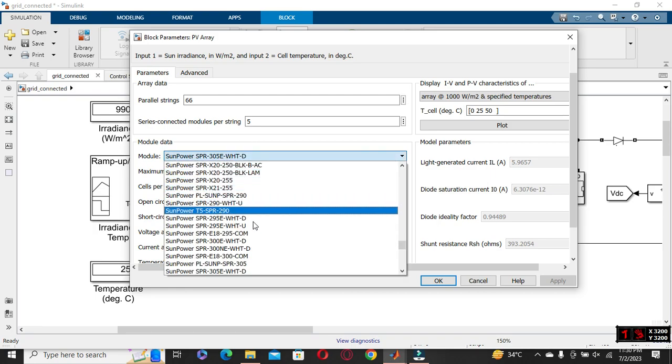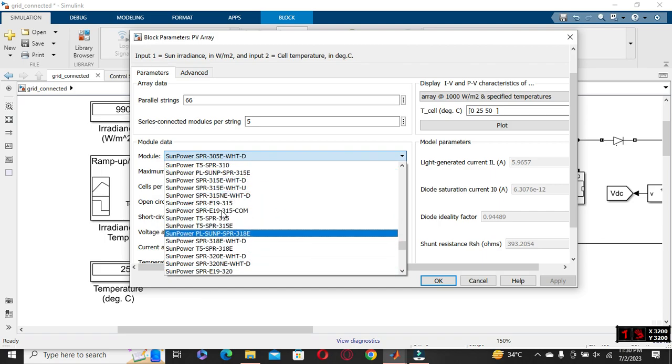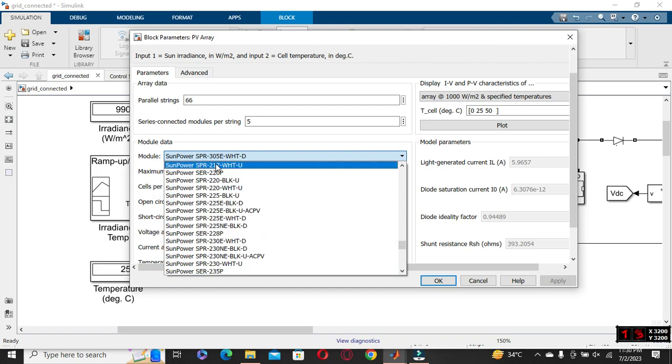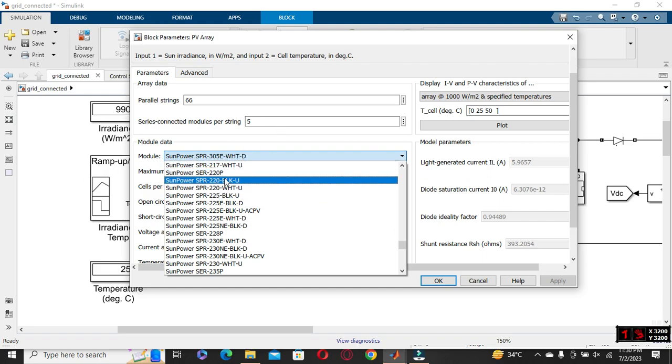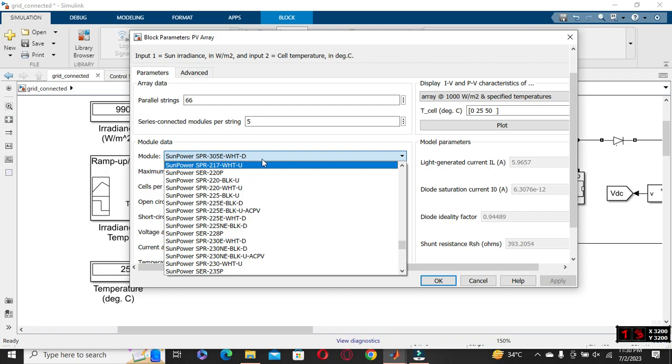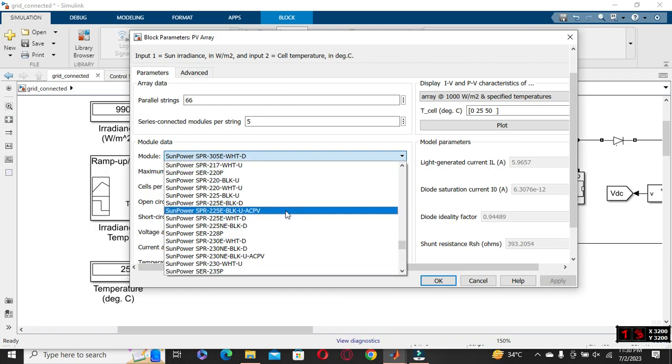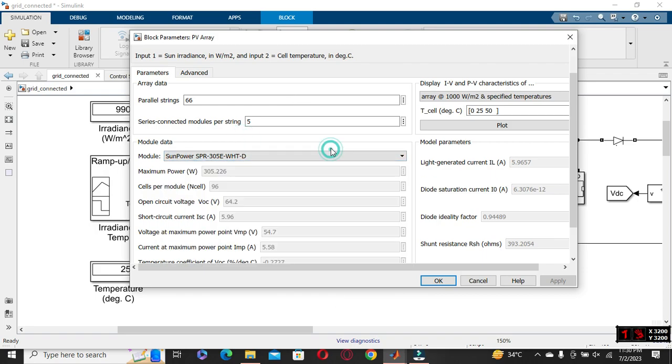Here are multiple solar panel modules with the specified ratings. We choose SR30 5E WHTD. It is a series of solar panel modules. You can also search about that on Google, what these modules are and the rating of these modules and each and everything. In this system, this module says that the maximum power each panel will produce is 305 watts. It means one solar panel will produce 305 watts.